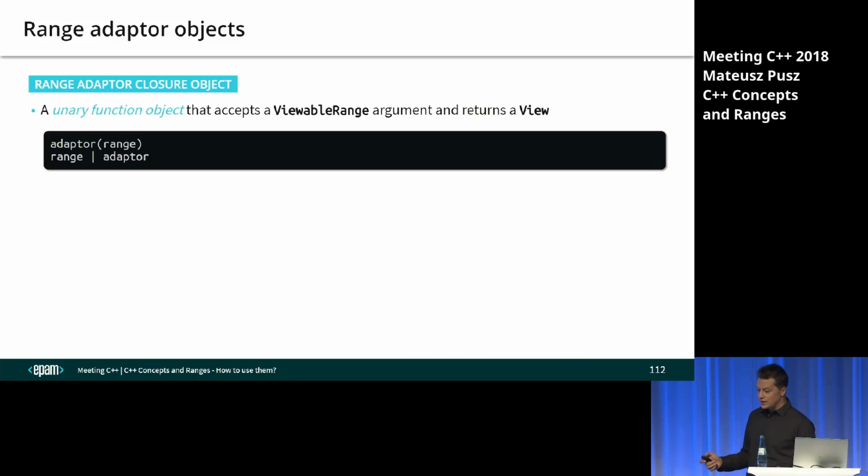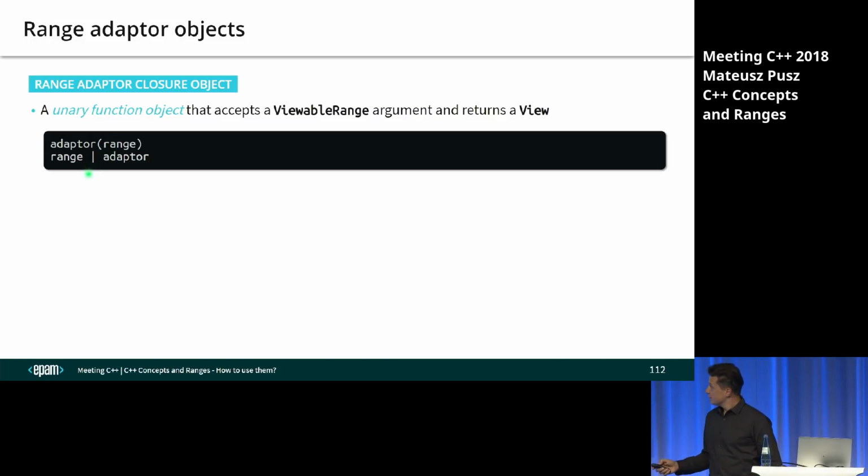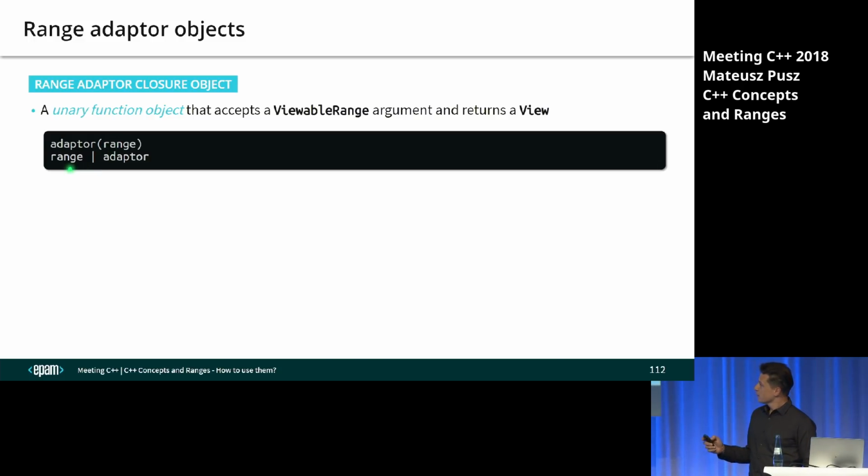Views work really nicely with range adapter objects. A range adapter object is a functor that takes a view as an argument. It has two syntaxes. Either we can create the adapter by providing the range to the call operator or constructor, or we can provide the range and use the overloaded operator bitwise-or, the pipe, like you know from Unix systems, and then provide the adapter.